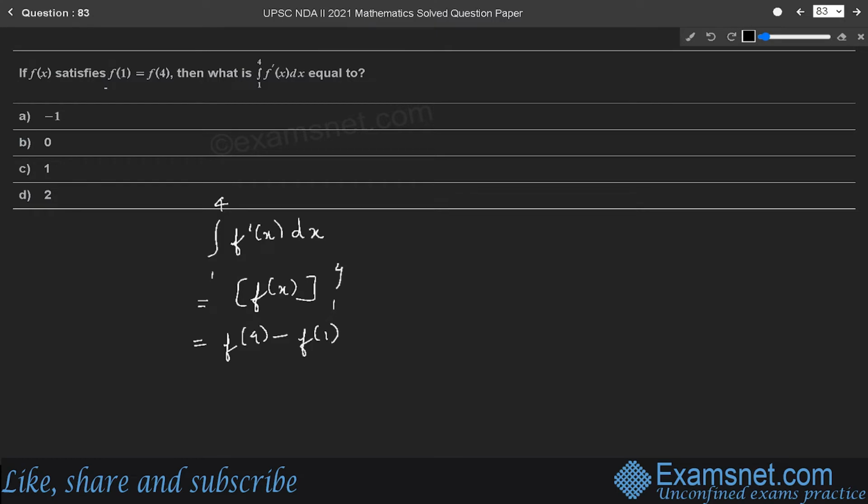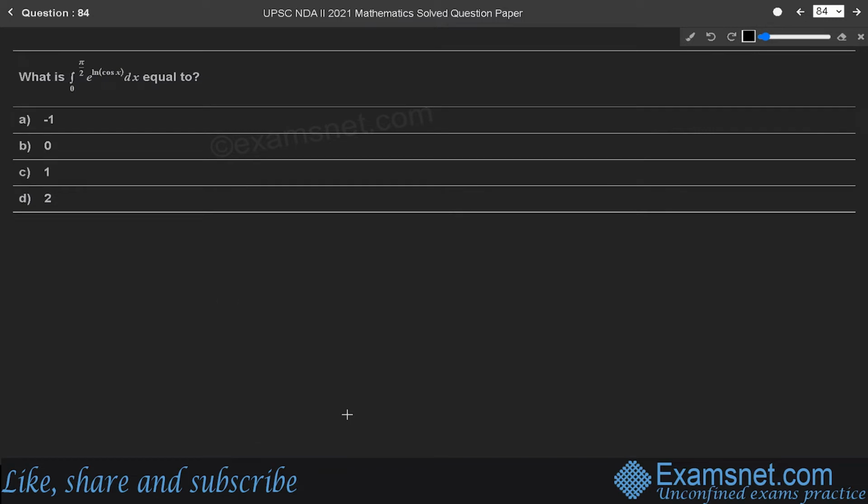Now it is given in the question that f of 1 is equal to f of 4. So since both are equal, this will be 0 because it is a difference of equal values. So it will be 0. So the correct value for this question is option number B, which is 0.